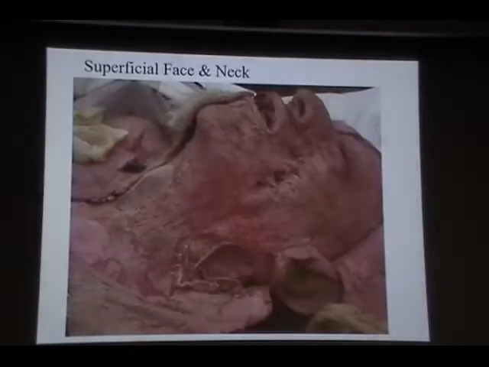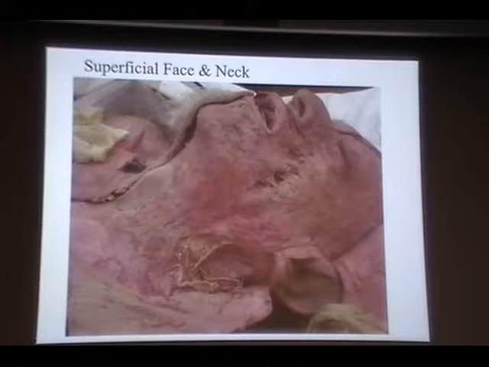Brian, you asked if you can see these in the lab. Here's a superficial dissection. Here's the platysma muscle coming down here. Here is Erb's point right here. It's covering up this muscle coming down underneath it, called the sternocleidomastoid muscle.